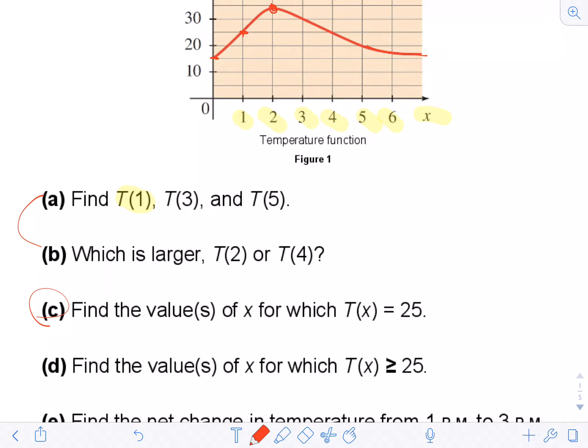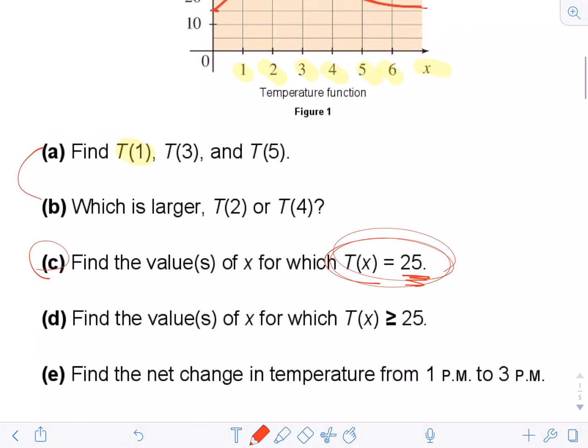Same thing for these two problems. Part C, hey, when is the temperature 25? So you're looking here and say, where does that cross that line? So it looks like 1 o'clock and 4 o'clock, or 1 hour in and 4 hours in from noon. And then when's it bigger than 25 or greater than 25? That's just going to be all the values up here. So in between 1 and 4 o'clock, it's going to be warmer than that.